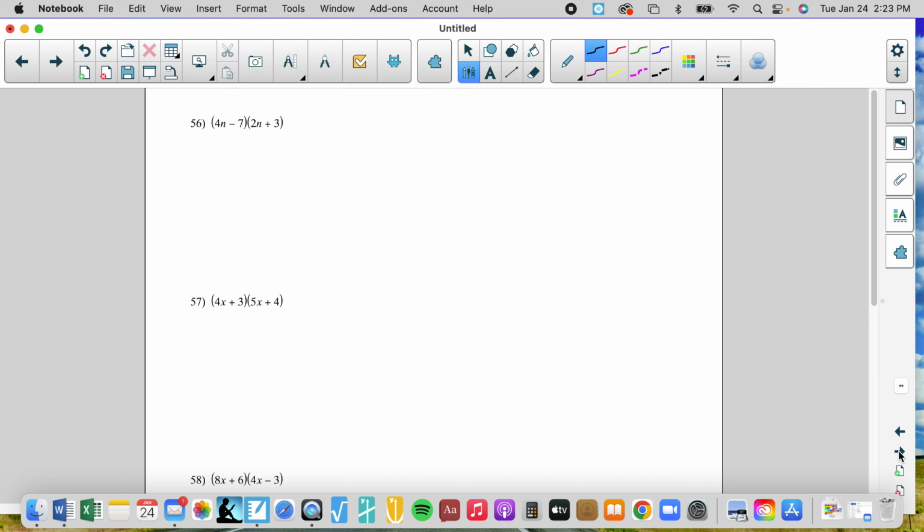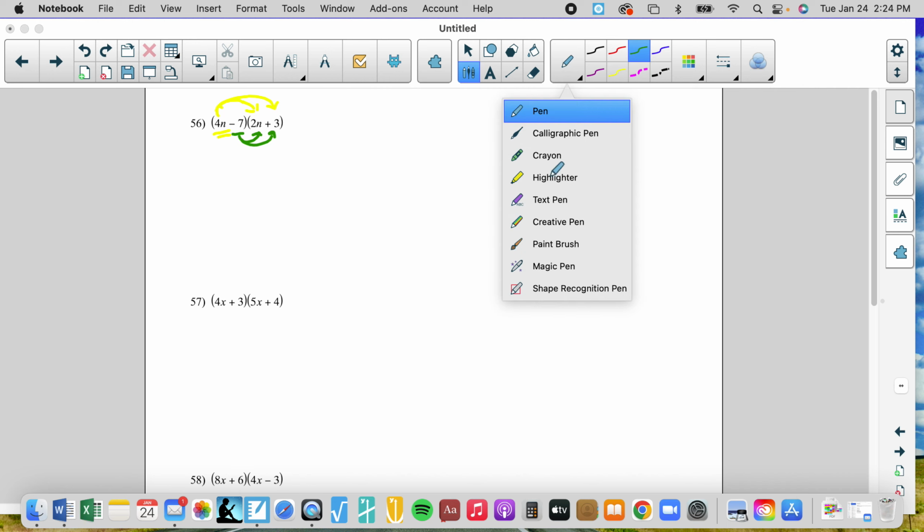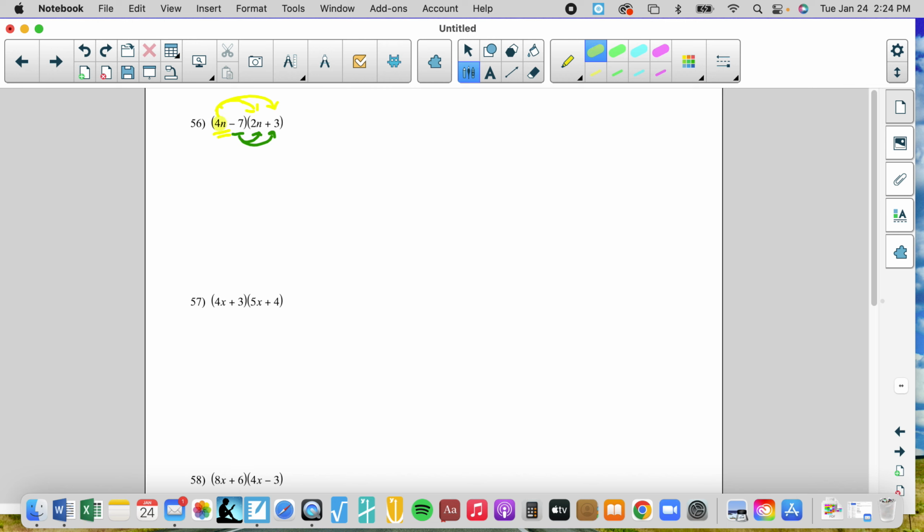All right, now we are multiplying binomials. And I always said that this is, I call it a double distribution. So we're going to take this first term and distribute it into the two terms in the other parentheses. And then we're going to take my second term and distribute it to each of the terms in the second parentheses. So that's why I say it's a double distribution. We're distributing a 4n and then we're going to distribute a negative 7.